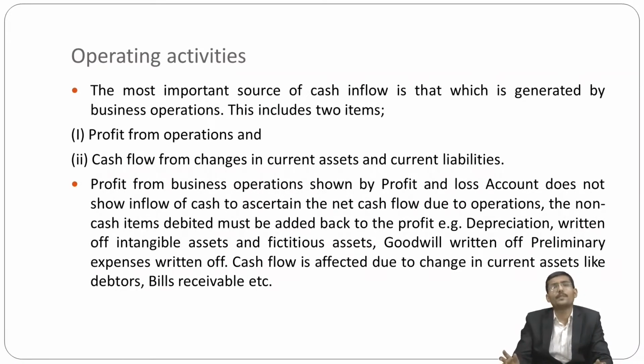So profit from a business operation shown by the P&L account does not show the inflow of cash. To ascertain the net cash flow due to the operation, the non-cash items debited must be added back to the profit. For example, depreciation, write-off of intangible assets and fictitious assets, goodwill written off, or we can say the preliminary expenses written off, etc. So cash flow is affected due to the change in current assets like debtors, bills receivable, etc.